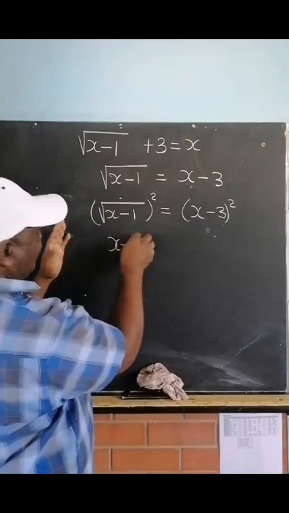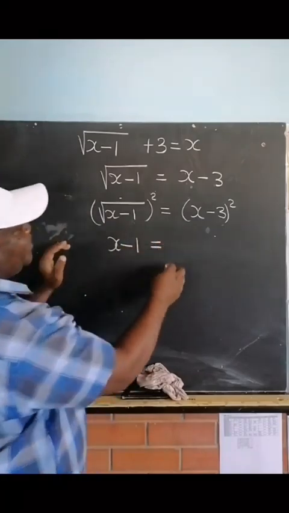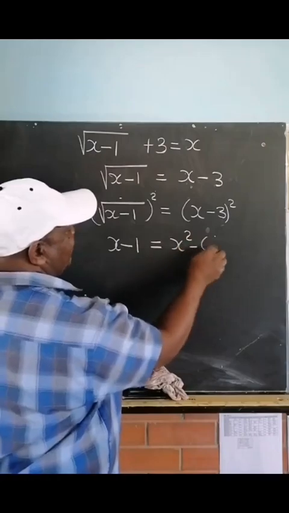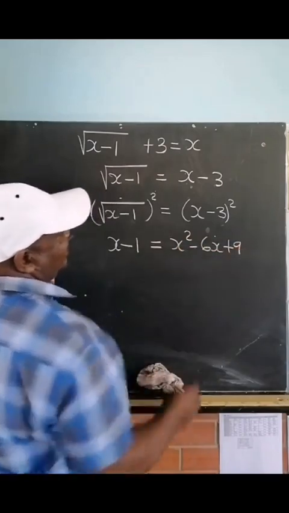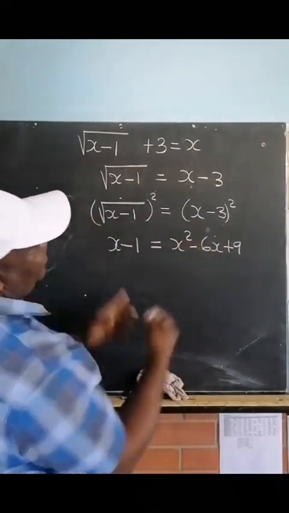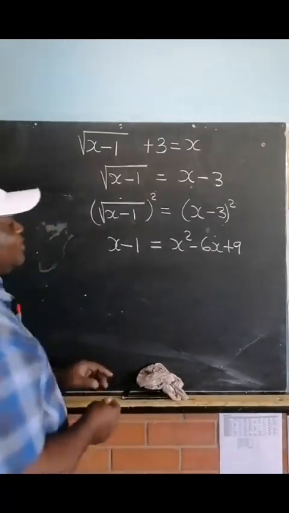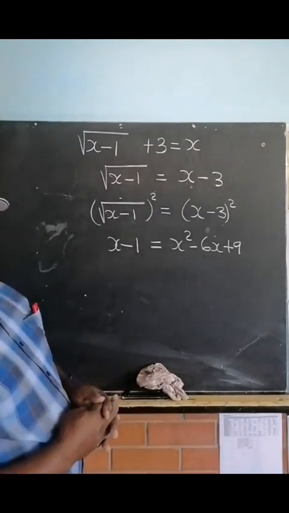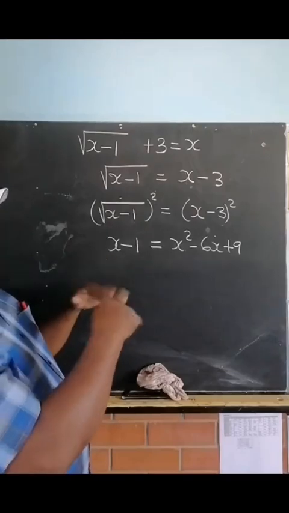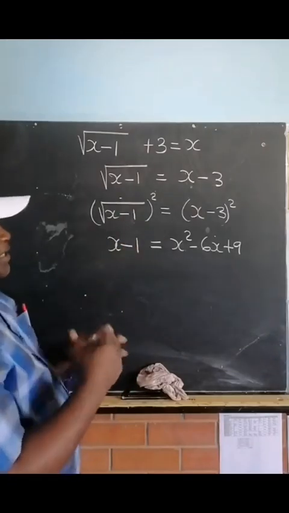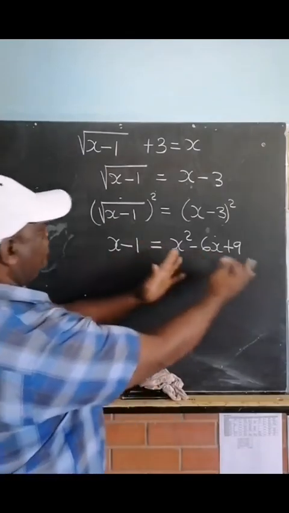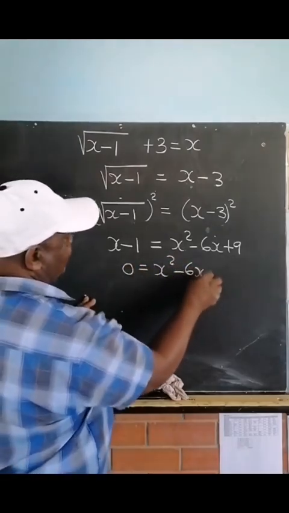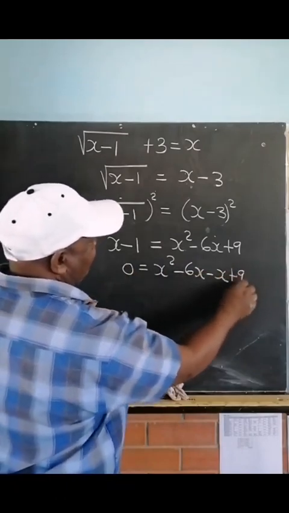We end up with x minus 1 is equal to, if I square the right hand side, I will get x squared minus 6x plus 9. I have squared by inspection. Use FOIL if you are in doubt. Let's collect all terms to one side, which is typically what we do when we are solving a quadratic. We should take everything to one side and equate the other side to 0. Preferably, let's take this one to that side. So 0 is going to be equal to x squared minus 6x minus x plus 9 plus 1.